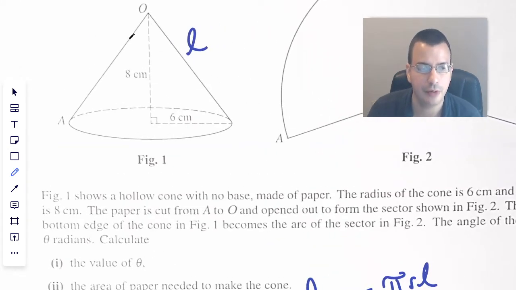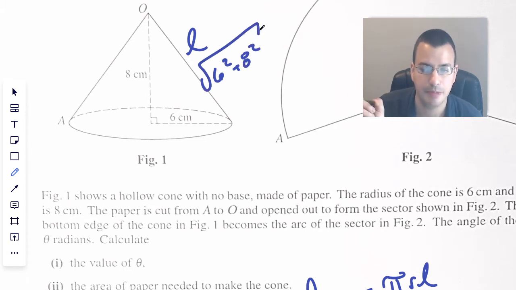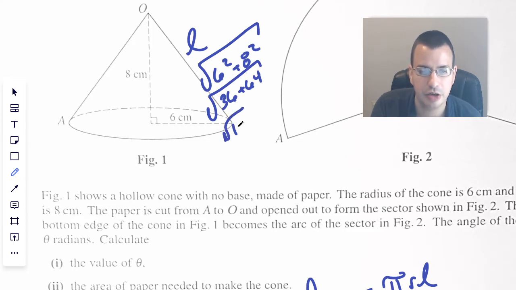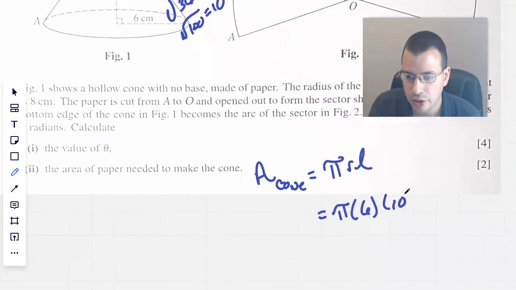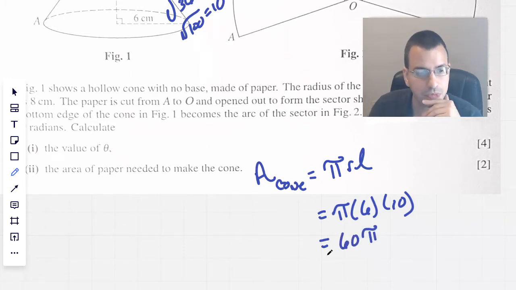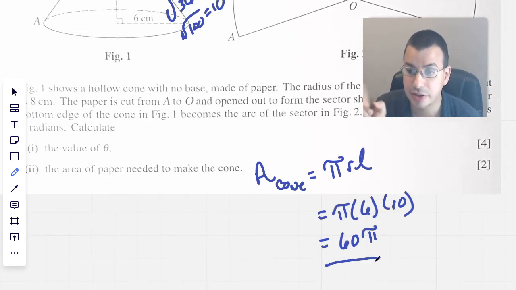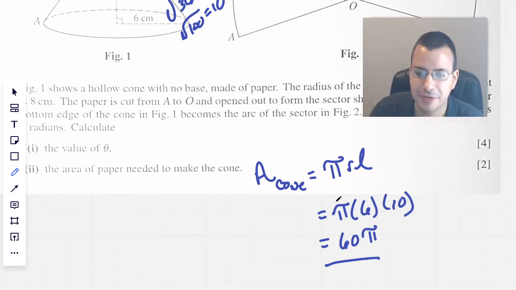To find that, we do 6 squared plus 8 squared, square rooted, by the Pythagorean theorem. This is 36 plus 64, which is 100. The square root of 100 equals 10. So this length right there is 10. So the area of the cone is 60 pi. The area of paper needed to make the cone is 60 pi. Not too bad, and that's just a formula to know: pi r l.